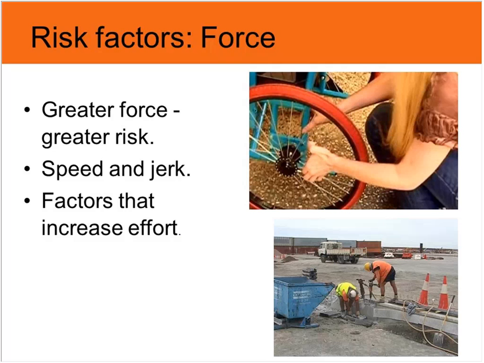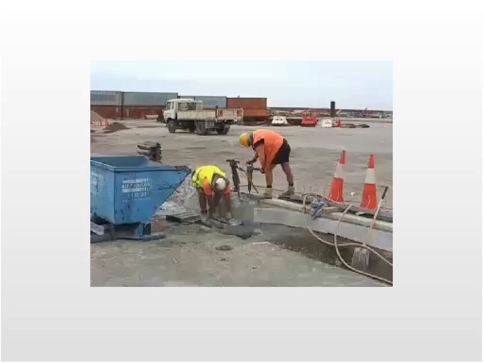If you have a look at the pictures on the screen there, the top picture shows a lady clipping on a wheel for a wheelchair, and we can see in her hand clearly the tendons bulging. So obviously there's quite a high force in that task. Let's also look at a video. Okay, so you should be able to focus on the worker in the yellow vest and see the force that he is using as part of his task.